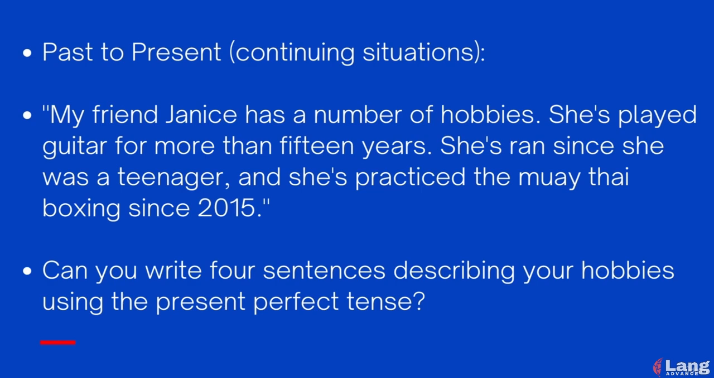Can you write 4 sentences describing your hobbies using the present perfect tense? Pause the video and do that now. Okay, I hope that you paused the video and wrote 4 sentences describing your hobbies using present perfect. You could have said, I've played guitar for 3 years, or I've studied Latin for 2 months.